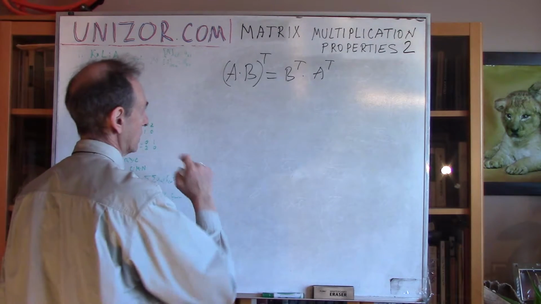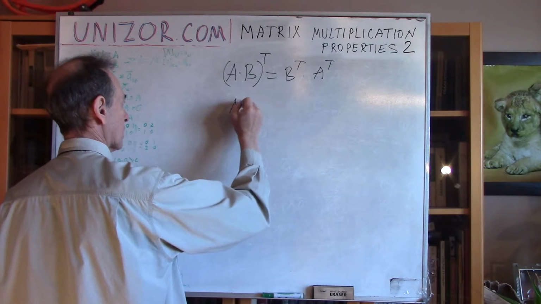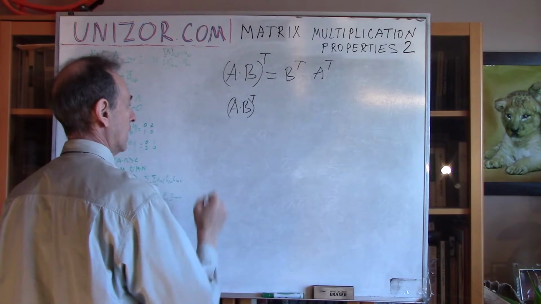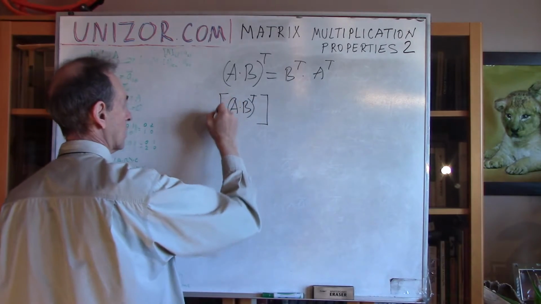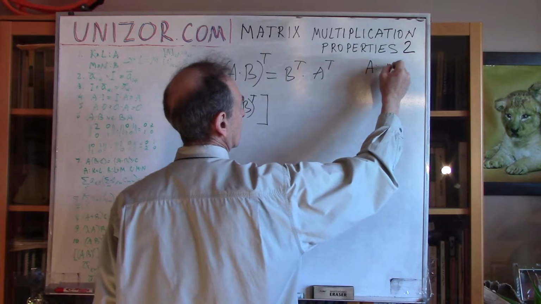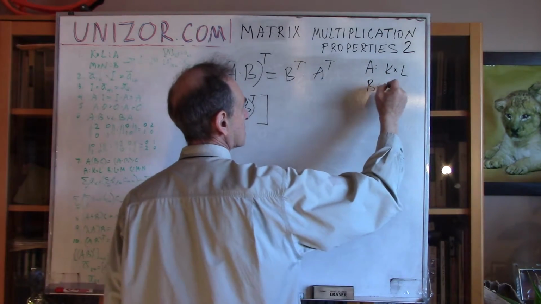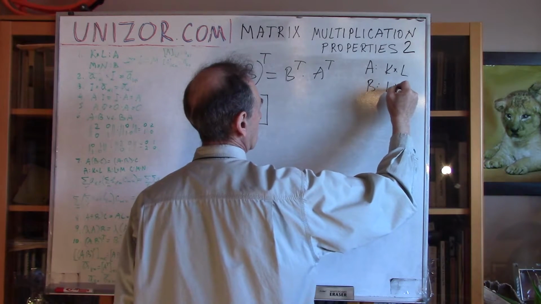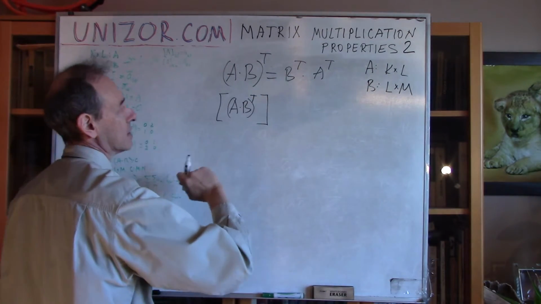Well, let's think about this way. Let's take this matrix (AB)^T and consider one particular element of this matrix. Let's say A is a matrix of dimension K by L, B is L by M, right? Otherwise we could not multiply them.